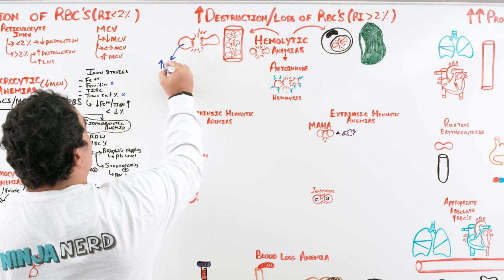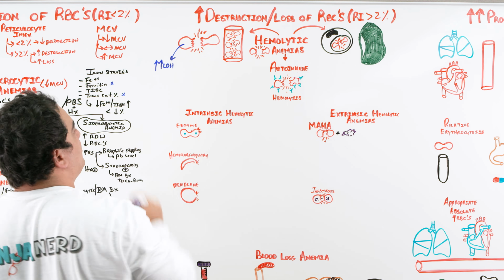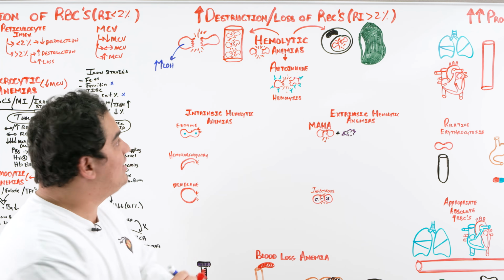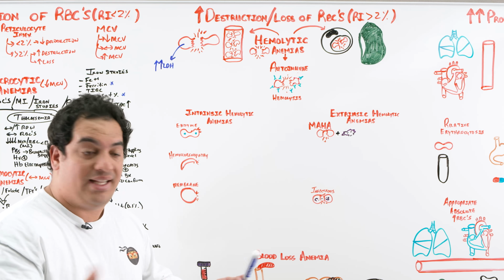The first one that is usually released into the bloodstream from the red blood cell is LDH, lactate dehydrogenase. That's usually elevated. It's an enzyme found inside the red blood cell. When you pop it open, it leaks out.